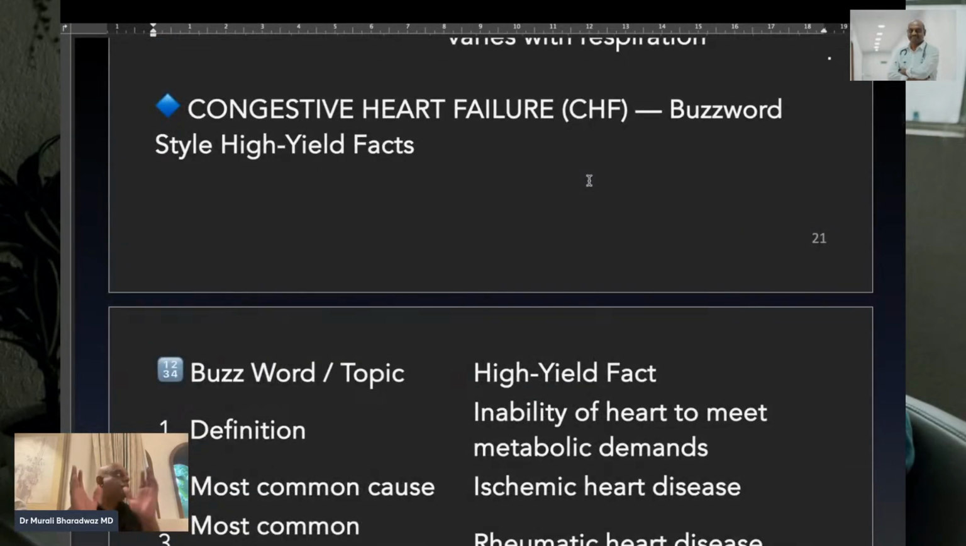That's all about JVP. You are ready? Because that is one question that will be looking at you and smiling. If you simply know why A wave, why C wave, why X descent, Y descent, V wave, and everything, just situationally you need to correlate and answer. Right, doctor?